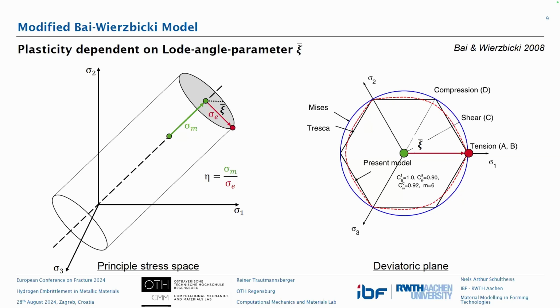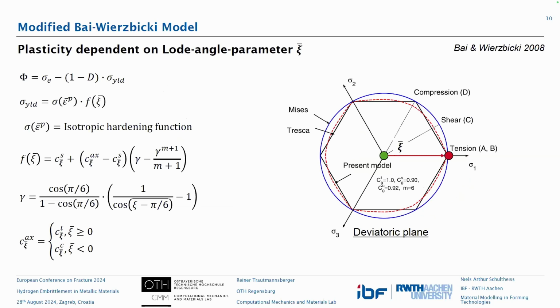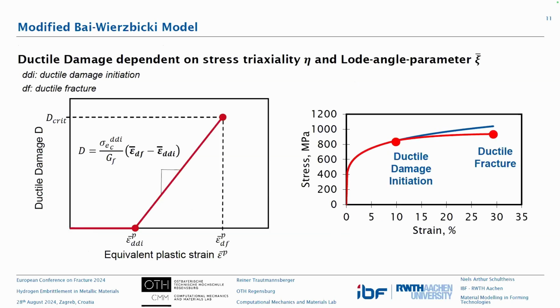And on the right-hand side, you can see how this alters the shape of our flow potential or yield surface. It results in this Tresca-like but smooth and differentiable yield surface. Yes, and here are the according equations. It's to note we're still using an isotropic hardening function. So let's move on to the damage part of the model.